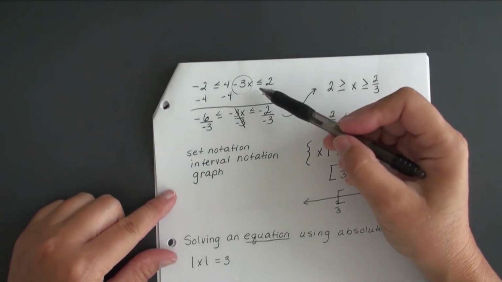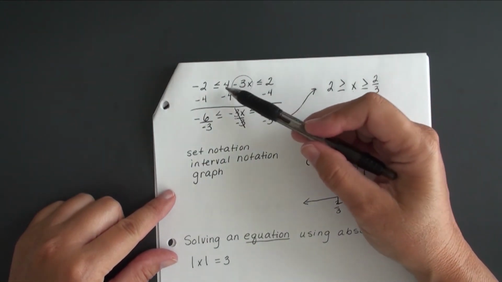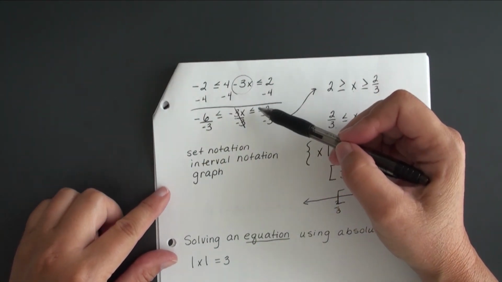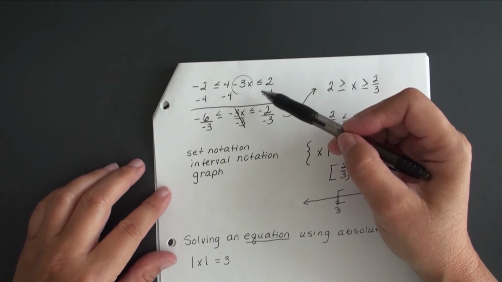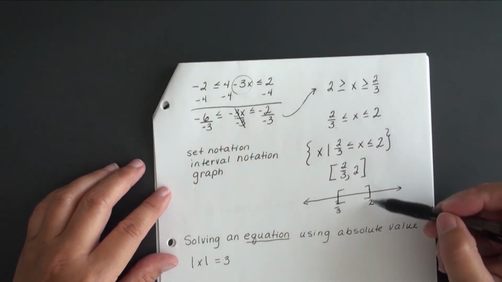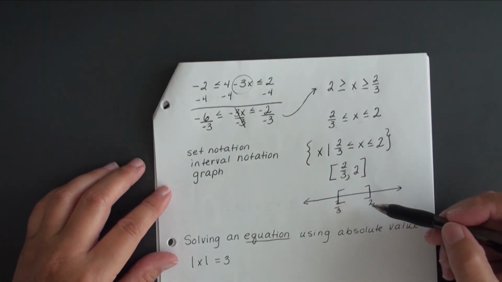Now, if one of these symbols would have been a less than, or if both of them would be a less than and not a less than or equal to, we would have used parentheses instead of brackets.